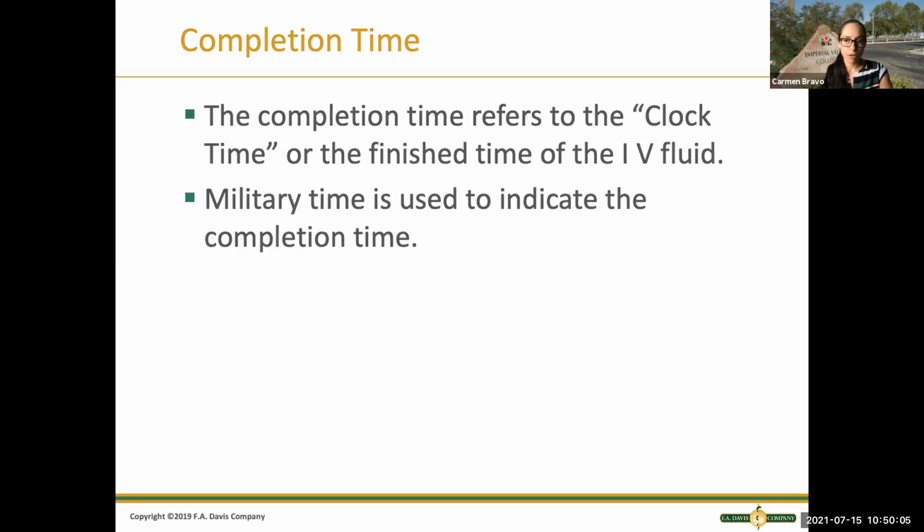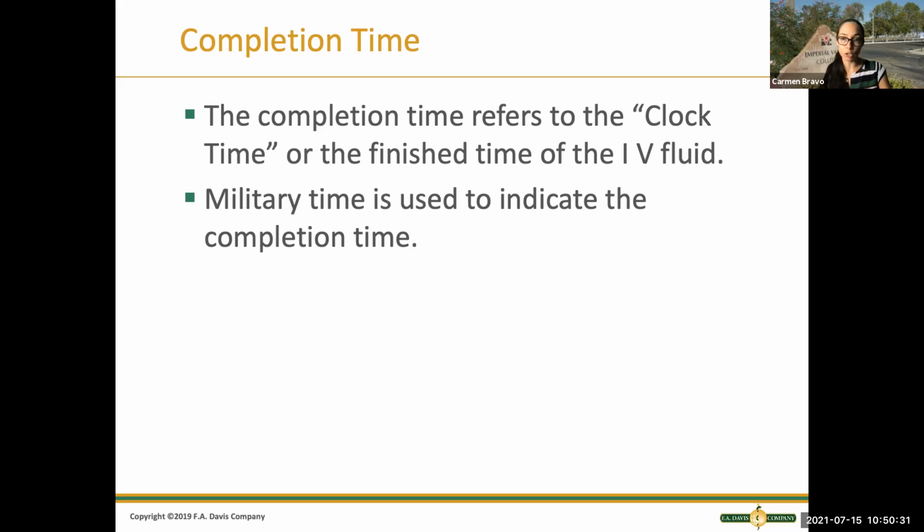And then we have, okay, now to figure out completion time. So we just figured out the infusion time. What is the infusion time? How many hours is it gonna take for this infusion to be over? So now let's talk about the completion time. Completion time refers to when is it gonna be over, if we're talking in hours.